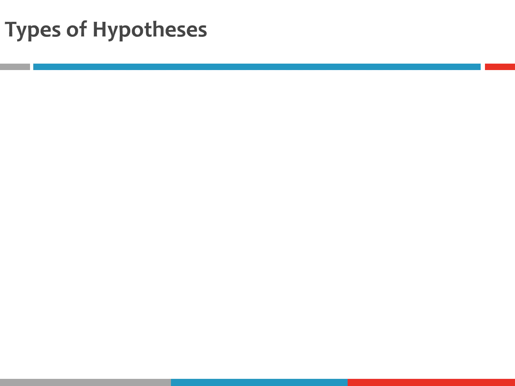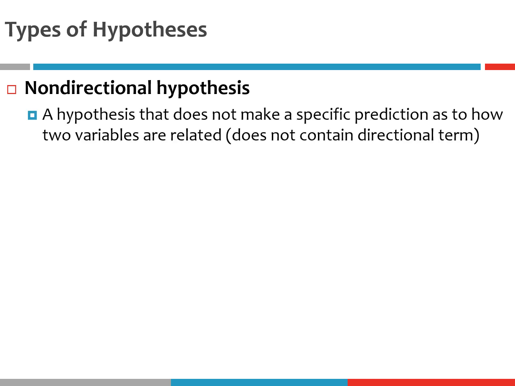So now we're going to move past the psychometrics into hypothesis testing. You can have a non-directional hypothesis. You can also have a directional hypothesis. A non-directional hypothesis is a hypothesis that does not make a specific prediction as to how the variables are related. So it does not contain a directional term, right? So if you're looking at the role of depression in terms of hours sleeping, your non-directional hypothesis would say that depression has an effect on hours slept.